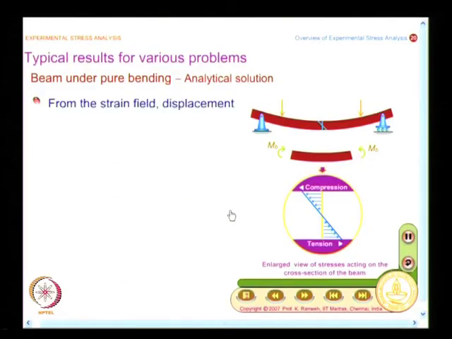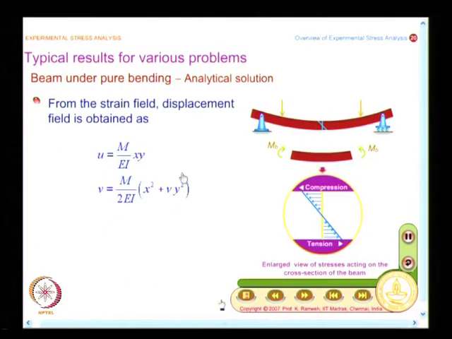Now when I look at this, I can get the displacement field, and the displacement field is like this. It is fairly simple. I have u equal to M by EI into xy, and this is nothing but an equation of a hyperbola. So when you plot the contours, you will have the contours looking like hyperbola, and you also have an expression for the v displacement, which is given as M by 2EI into x squared plus nu times y squared.